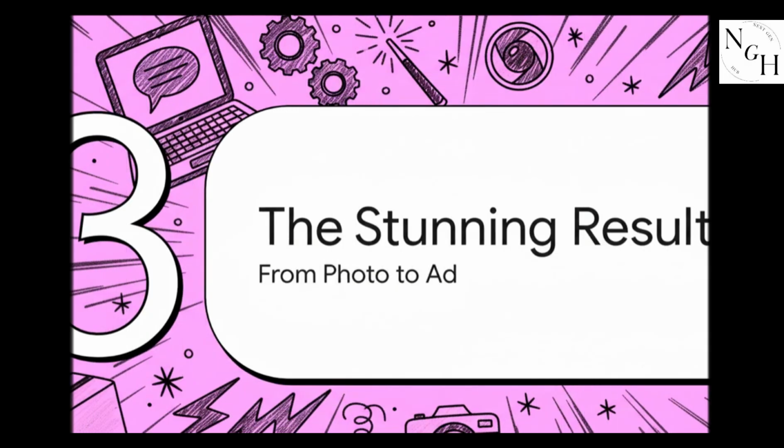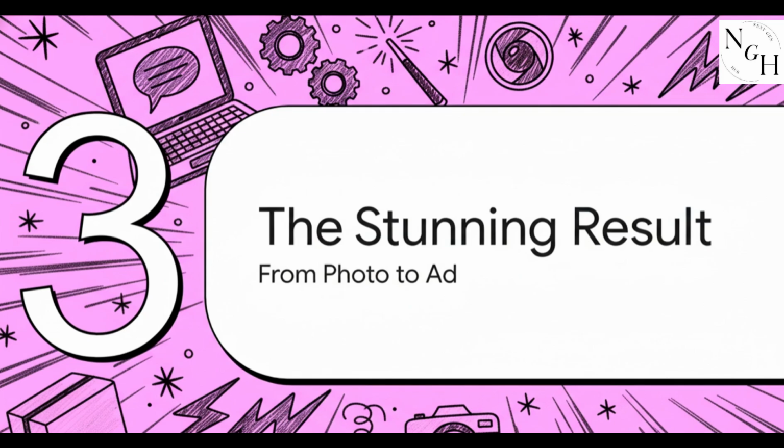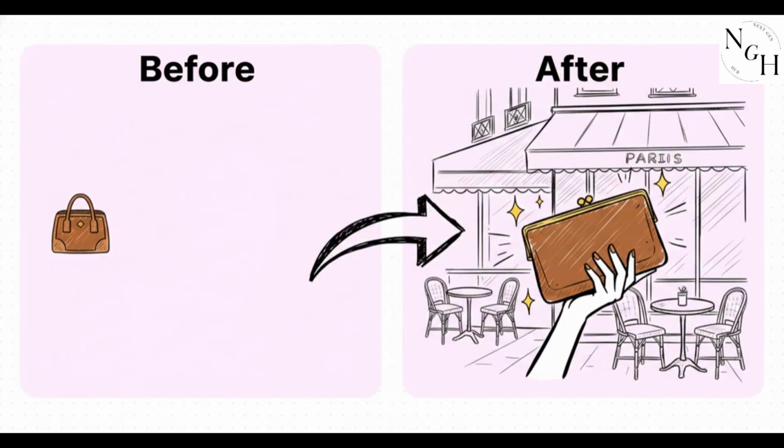So you followed the steps. You've written the perfect prompt. What happens next? Well, this is where it all comes to life. Let's take a look at the transformation. And boom, here it is. On the left, that's the simple, isolated product photo we uploaded, and on the right, the final result. The AI took that exact product and just seamlessly integrated it into a brand new, super high-quality scene. It honestly looks like a real photo shoot.